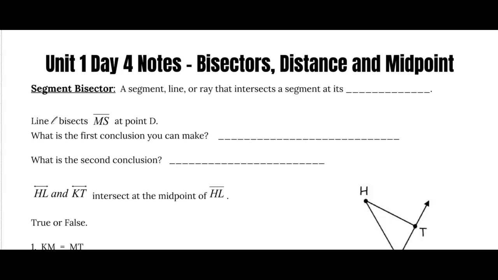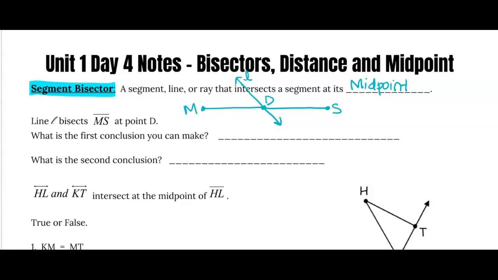So the first thing we see is segment bisector, and we define that to be a segment, line, or ray that intersects a segment at its midpoint. So line L bisects MS at point D. They're giving us this picture here, or the description of this picture. So we have line L right here, and then segment MS with point D in the middle.